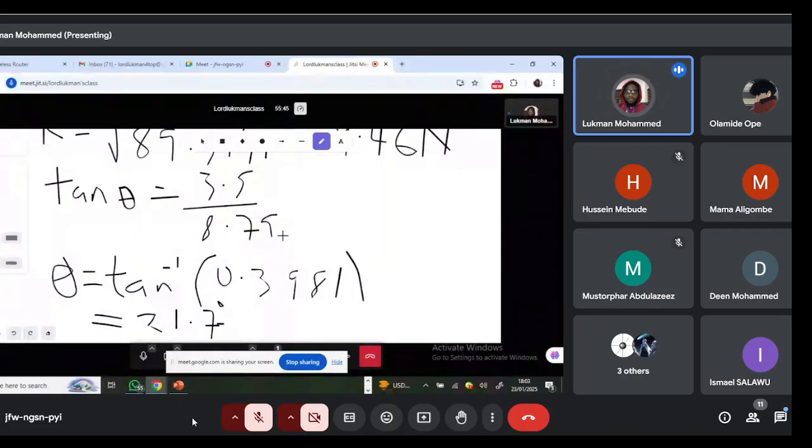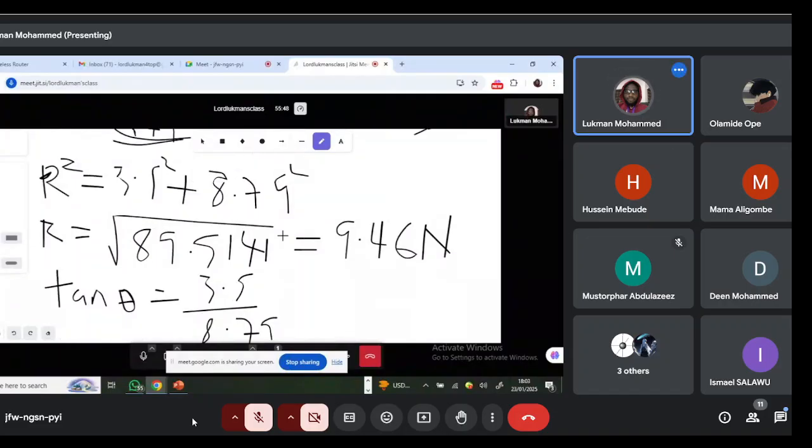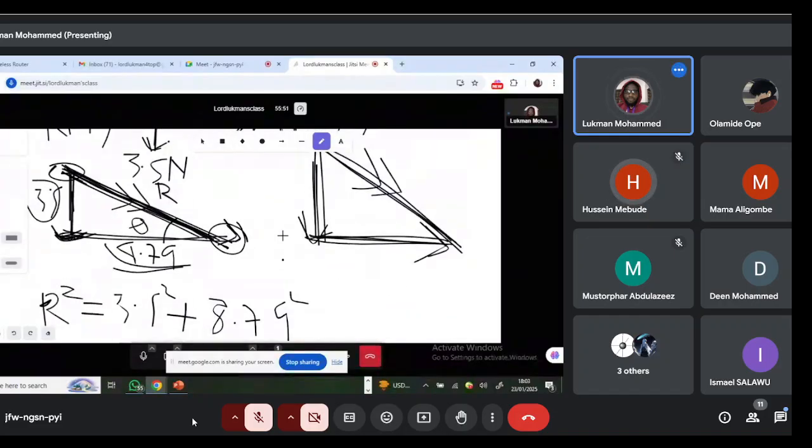Are you familiar with SOHCAHTOA? Yes, sir. Tan theta is what? Tan is opposite over adjacent. TOA. Okay. Now, use your cursor to show me which number is opposite to this theta, which number is adjacent to it, and which number is the resultant. This is the resultant, which is the hypotenuse. What number is opposite to the theta?